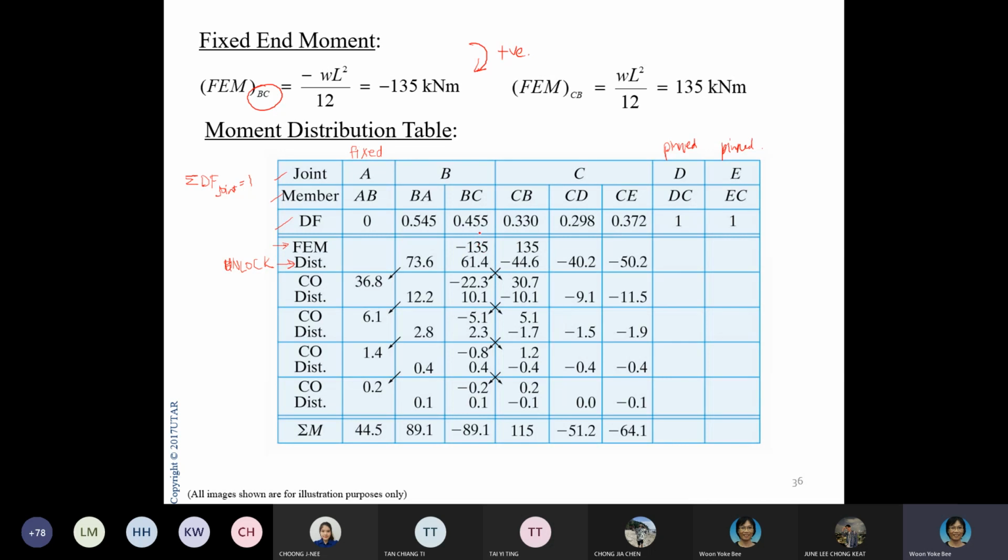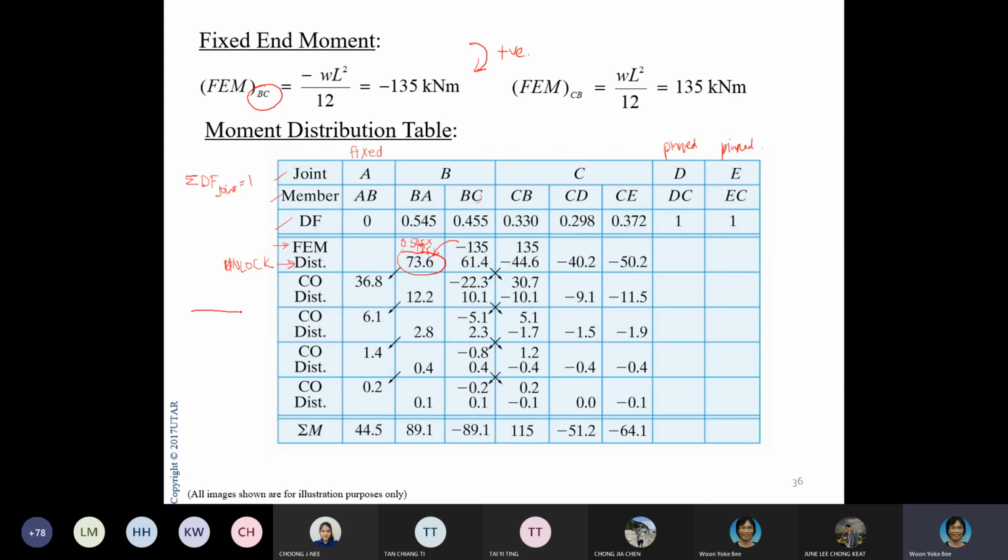Because this is negative 135, the unbalance must have an equal and opposite magnitude as this, an equal and opposite moment. So I will distribute among the members BA and BC using 0.545. So here I will have 0.545 multiplied by 135. That's how I get this value here.